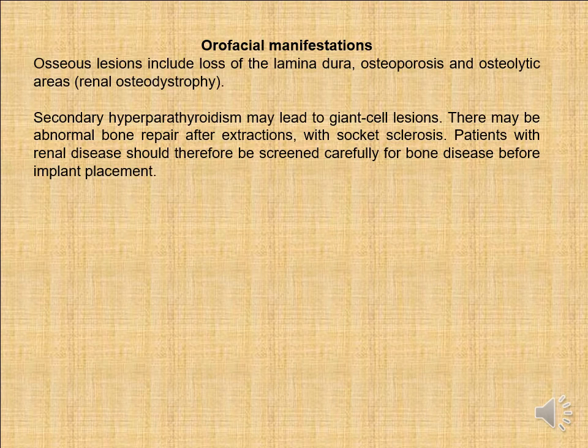Orofacial manifestations in chronic renal failure. The osseous lesions include loss of lamina dura, osteoporosis, and osteolytic areas, renal osteodystrophy. Secondary hyperparathyroidism may lead to giant cell lesions. There may be abnormal bone repair after extraction with socket sclerosis. Patients with renal disease should therefore be screened carefully for bone disease before implant placement.